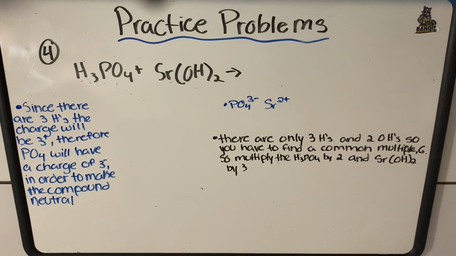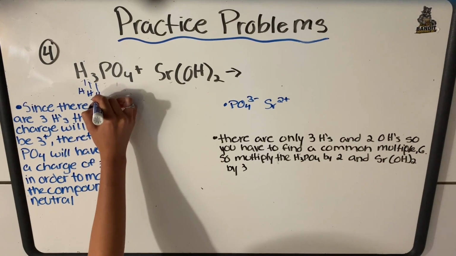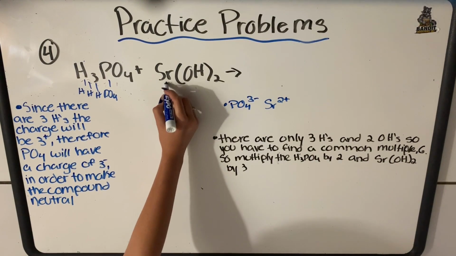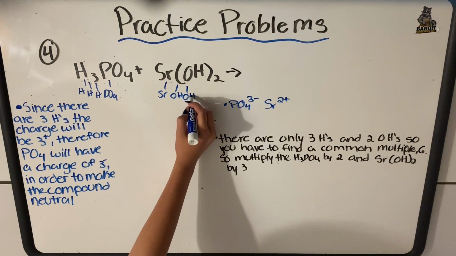We have our fourth practice problem, including H3PO4 plus Sr(OH)2. To make it easier, you would break down the compounds. For H3PO4, it'll be broken down into 3 hydrogens and PO4. For Sr(OH)2, it'll be broken down into Sr, OH, and OH.